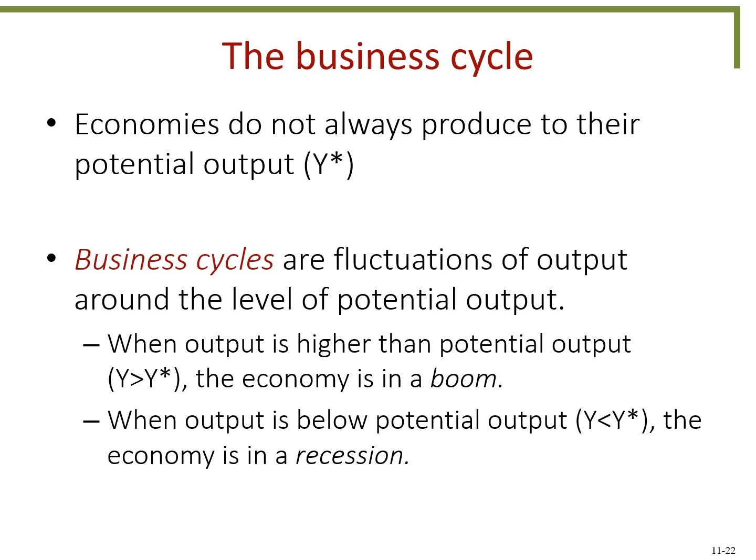Economies do not always produce at their potential output. Business cycles are fluctuations of output around the level of potential output. When output is higher than potential output, the economy is in a boom, or it is inflationary. When output is below potential output, the economy is in a recession.